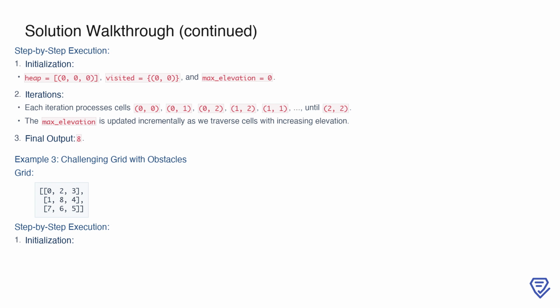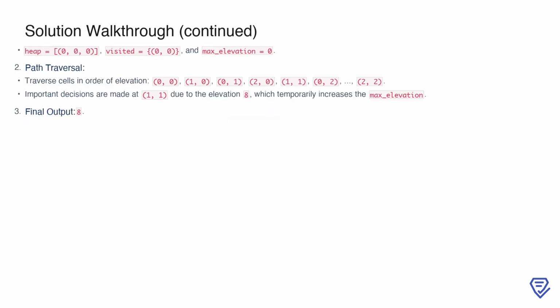Thus, the output for this grid is 8. In the third example, we have a more challenging 3x3 grid with varying elevations, including obstacles. As before, we initialize the heap with the starting cell, 0, 0, at elevation 0, mark it as visited, and set max_elevation to 0. The traversal order depends on the elevations of neighboring cells.